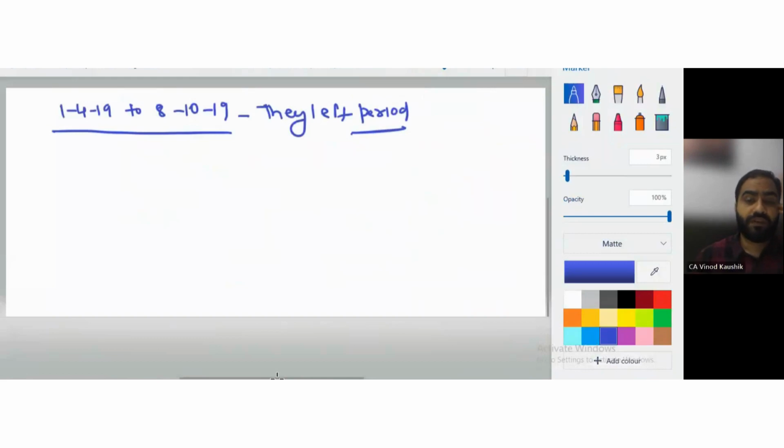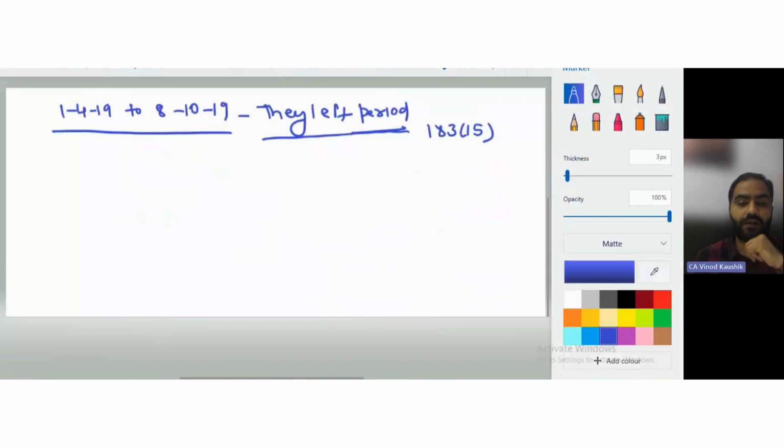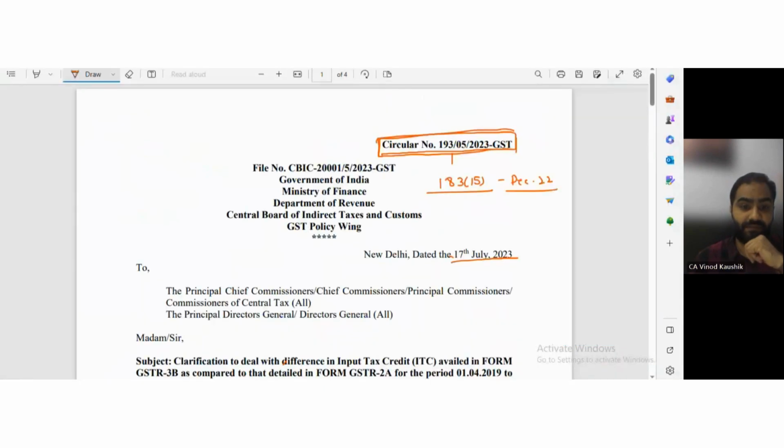So now this circular has come, you can say, as a correction of the mistake which they did in 183/15. Circular 193/5/2023 is basically an extension of 183/15, which was issued in December 2022. Now I'll tell you what 193/5 is prescribing.